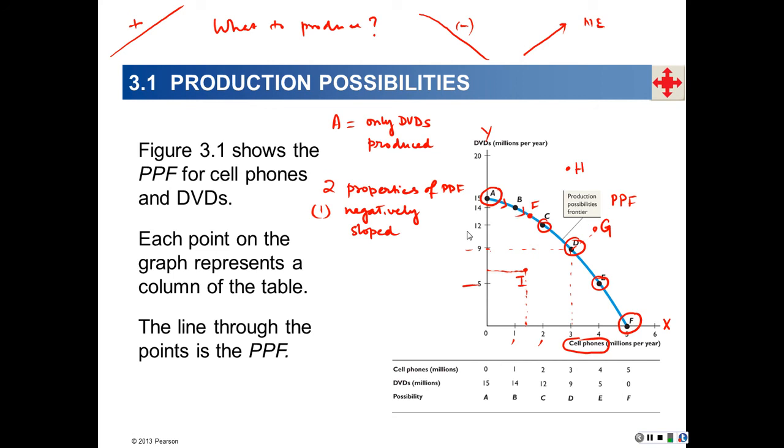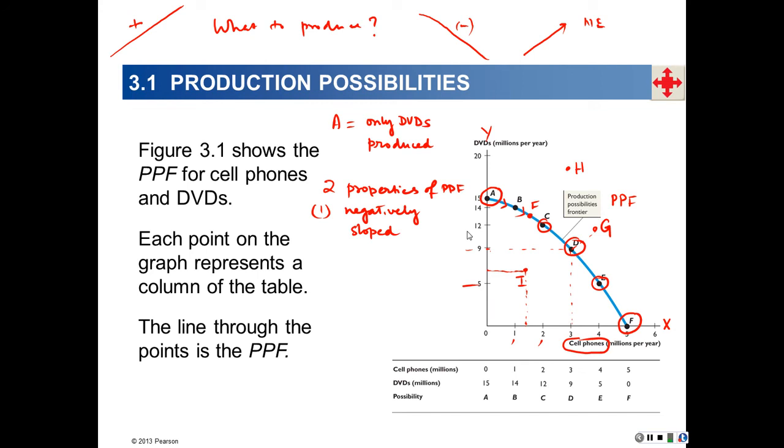What's the difference between points A and B? Well, B involves more cell phones than point A. Point A has 0 cell phones, correct? Point B has more cell phones than point A, but point B has less DVDs than point A. Correct? Now, what's the logic behind that?